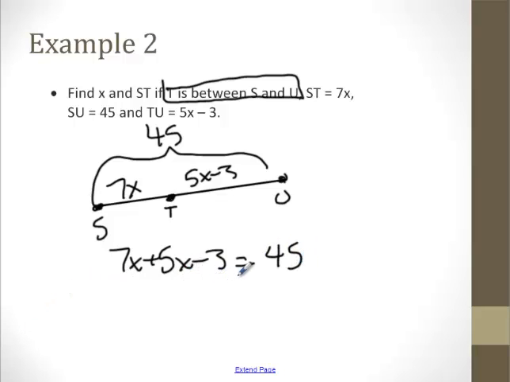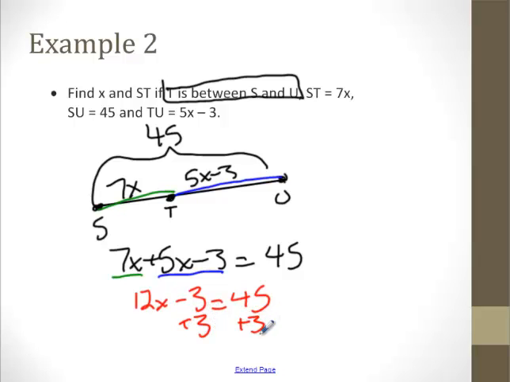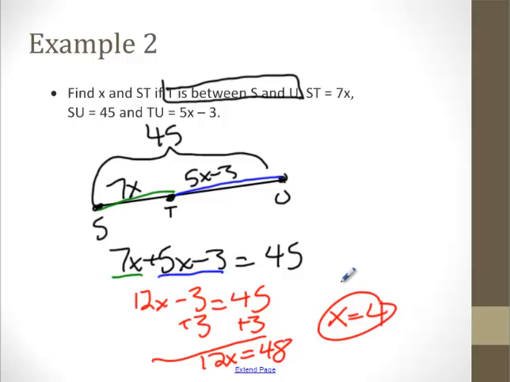Seven x plus 5x minus 3 equals 45. So essentially we have ST, we have TU in blue, and they add up to the entire thing. When we combine the 7x and 5x, we get 12x. Got to add the 3 to both sides. I'll show all these steps later on as we go through this year. I'm going to start skipping steps because this is stuff that we've done for a while now. You did it all last year in Algebra 1. You're going to see this over and over, and you're going to start getting more and more comfortable with it. 12x equals 48. You have to divide, so x is 4.